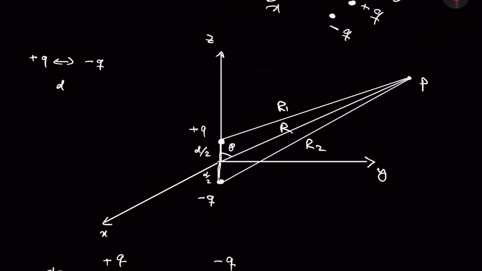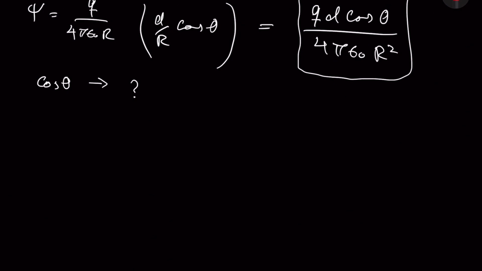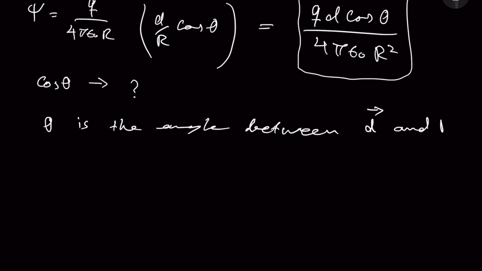All right, so d is simply this distance here. Let me show it with this arrow. And theta is the angle between that vector and actually this vector. Let me make this bold a little bit. So theta, physically, is the angle between the vector d and r.